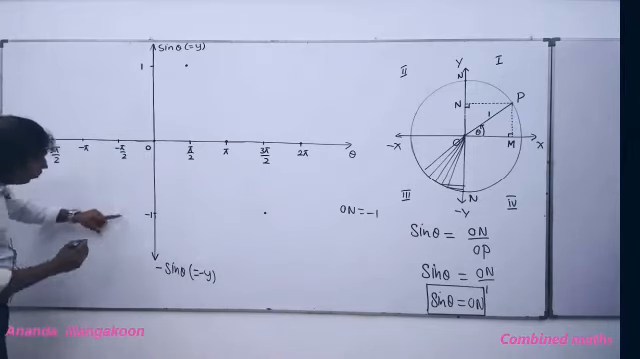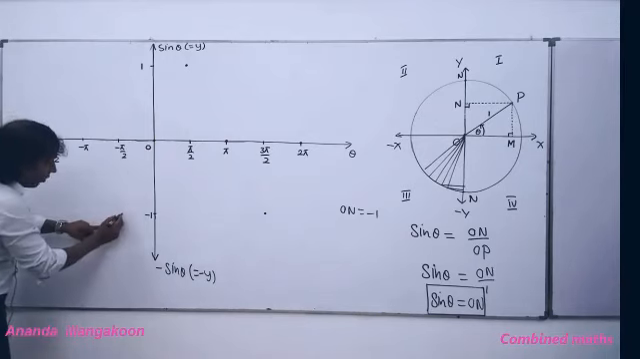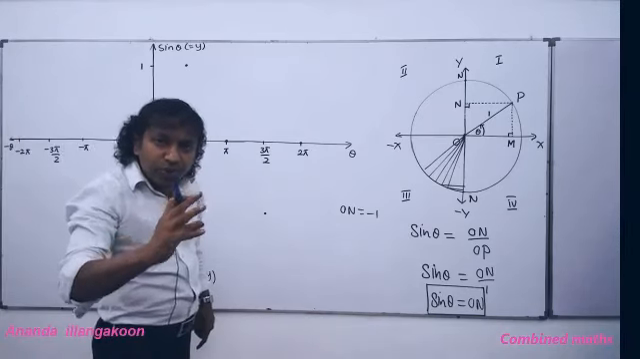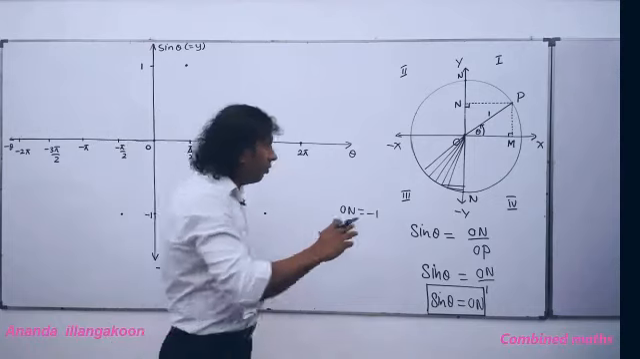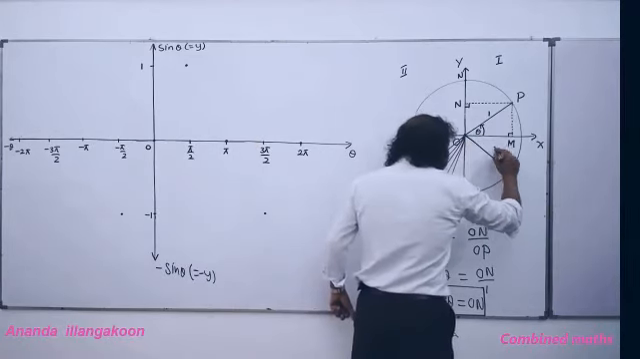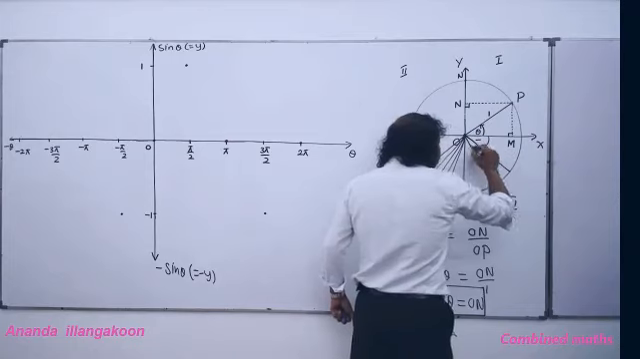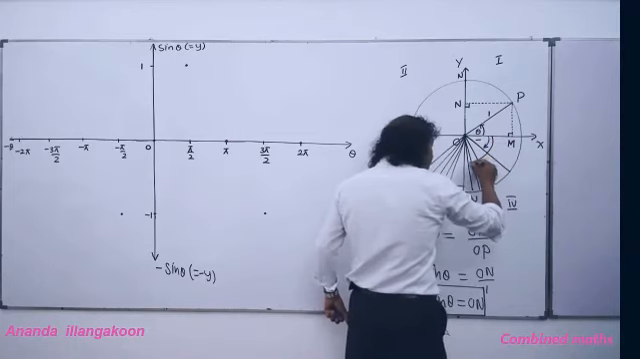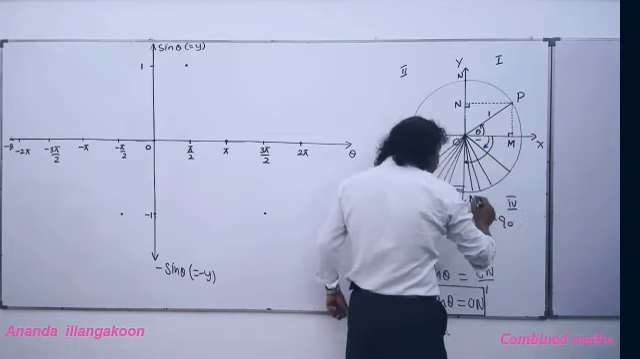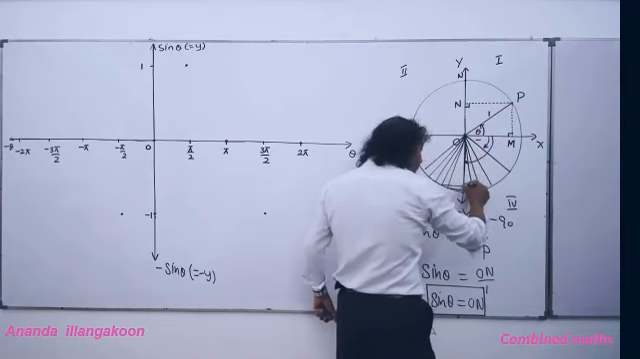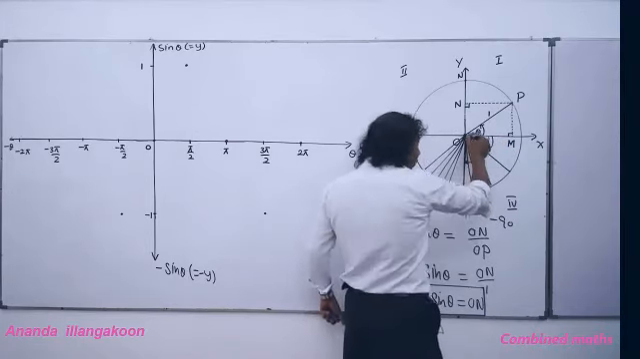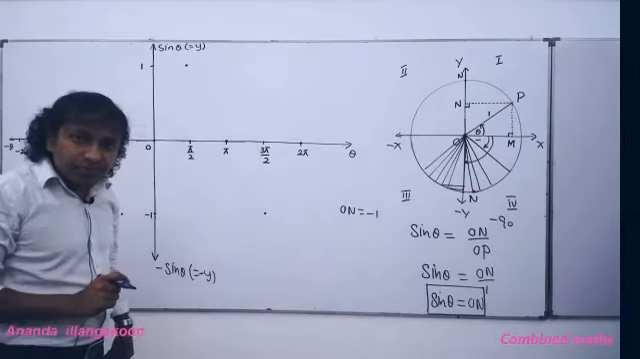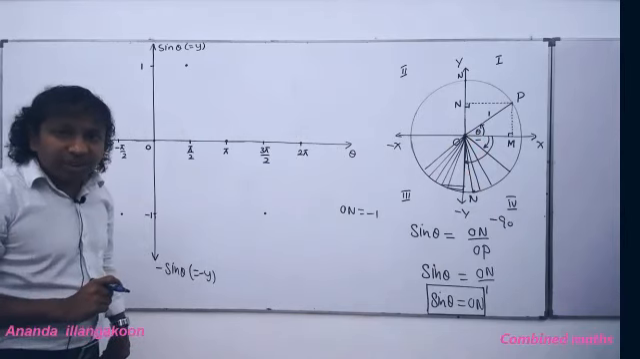Sin minus 90 is minus 1. You know, people, a negative angle means OP should rotate clockwise. So when the angle is minus 90, OP rotates clockwise, and the projection on the y-axis gives the point where ON is minus 1. Therefore, when the angle is minus 90, sin minus 90 is minus 1.